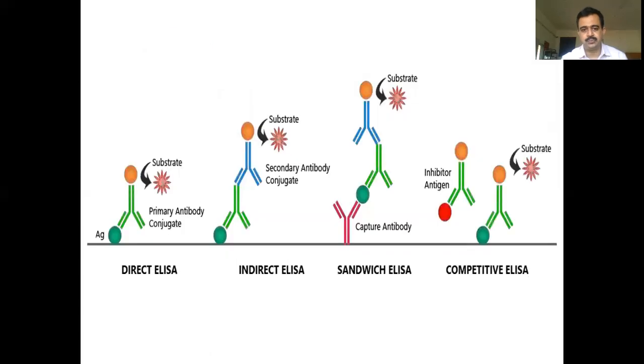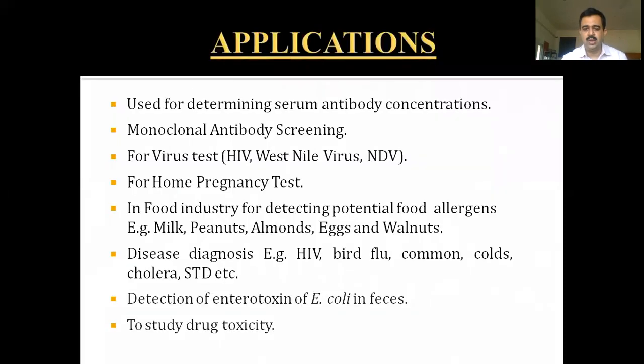See here, this is direct ELISA, indirect ELISA, sandwich ELISA, and competitive ELISA. So one single slide summarizes all the 4 different types of techniques that we have learned today. Now, the important part: applications. Used for determining serum antibody concentration. Monoclonal antibody screening can be extensively done with the help of ELISA. For virus tests such as HIV, West Nile virus, NDV, for home pregnancy tests.